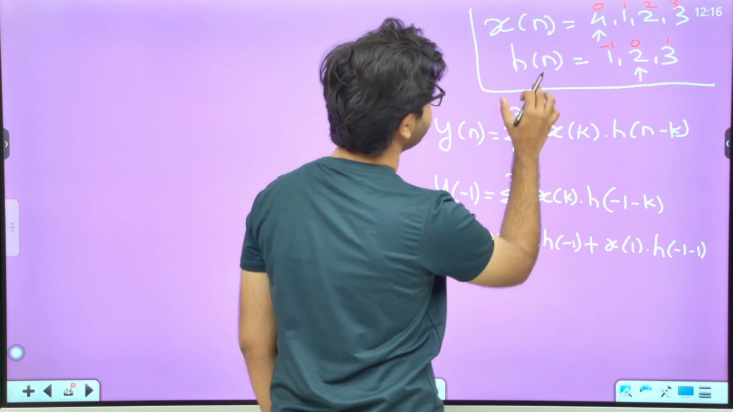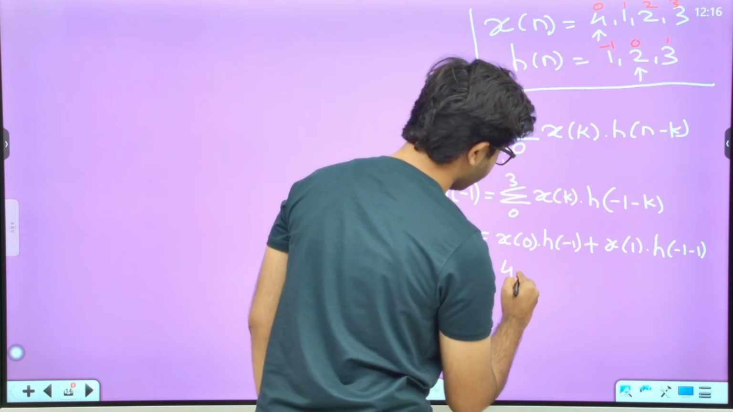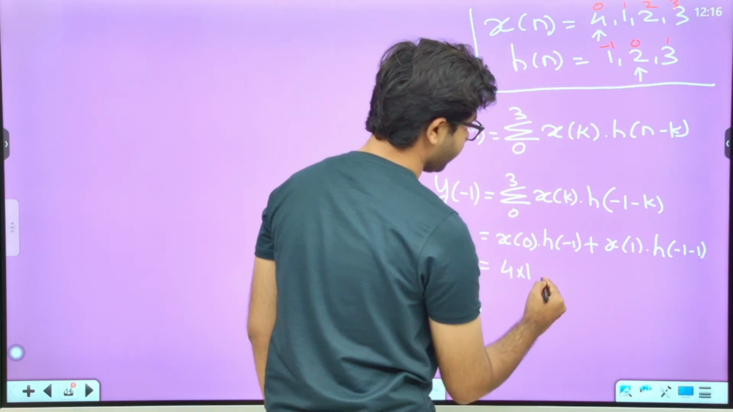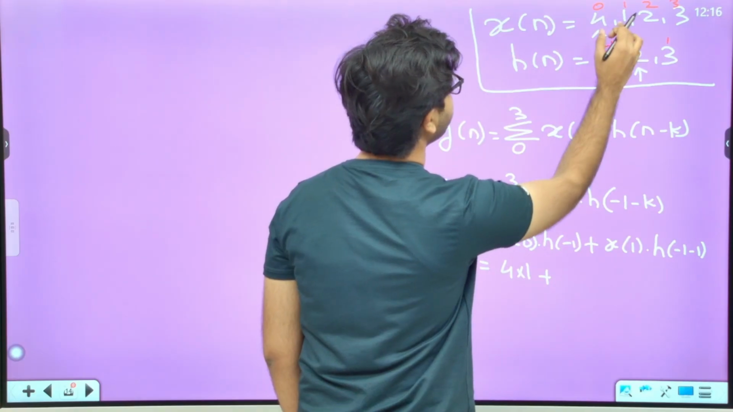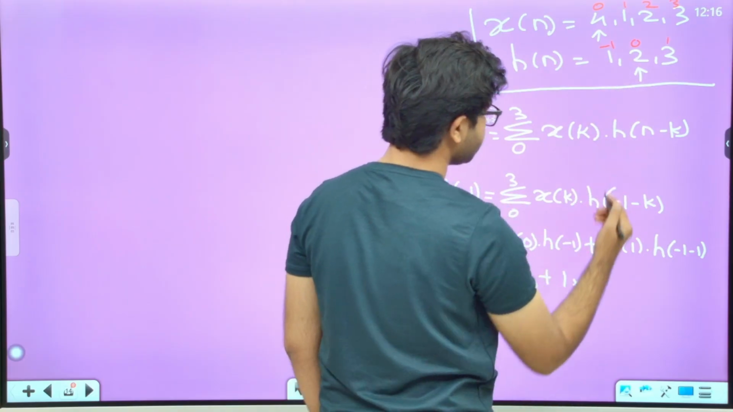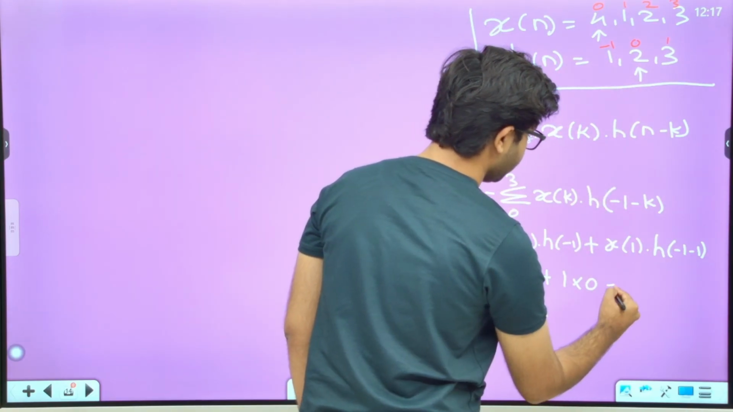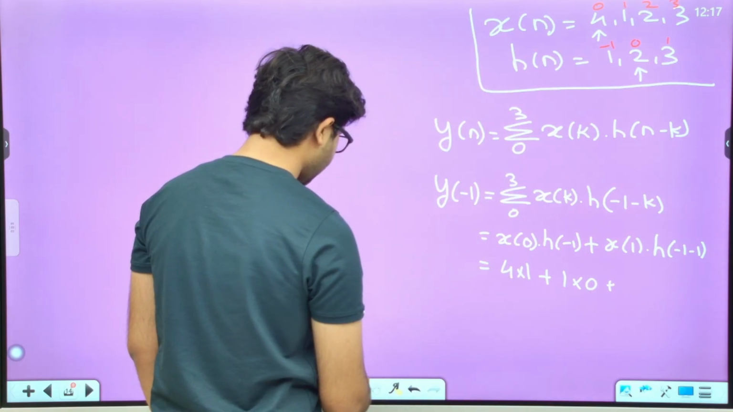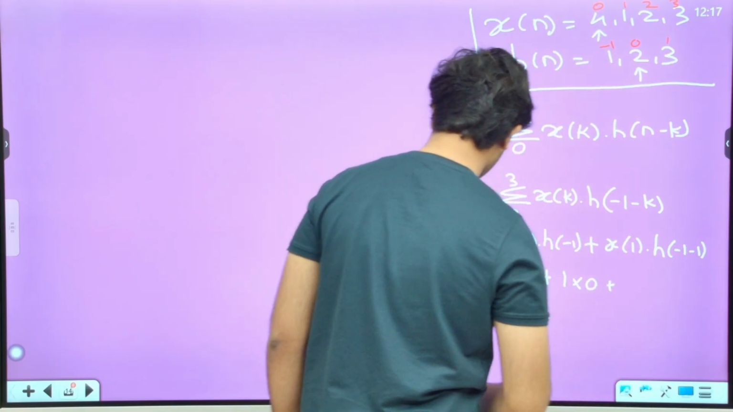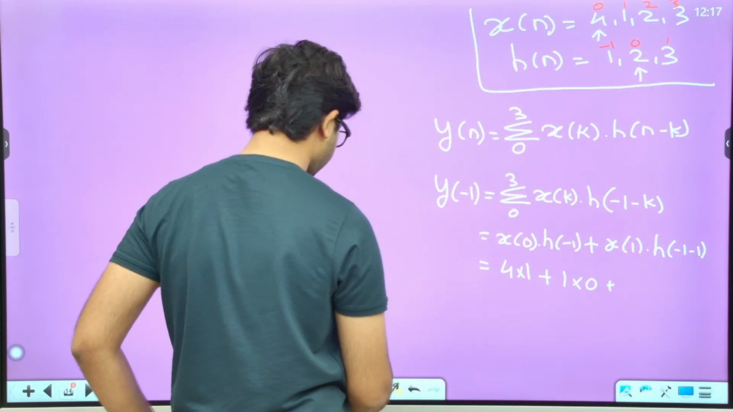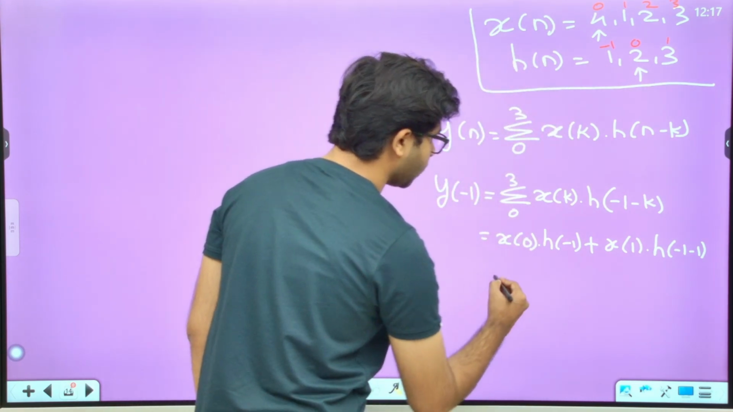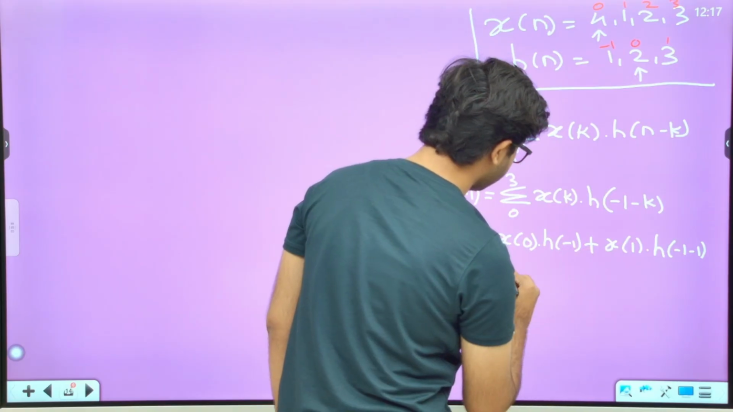x of 0 into h of minus 1. x of 0 is 4, h of minus 1 is 1, so 4 into 1. Plus x of 1, which is 1, into h of minus 2. h of minus 2 is not present, so 0. For the first example, we will discuss it thoroughly and write all the components.